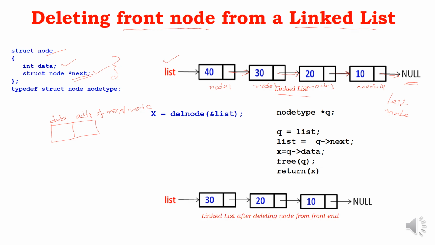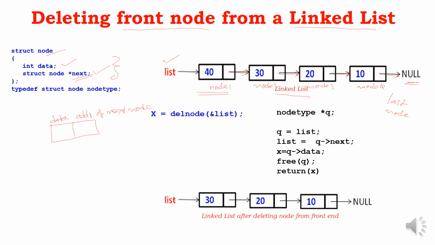We want to delete one node, that too the front node. So we want to delete node 1. After deleting node 1, the list will contain only three nodes. The second node becomes the first node of the linked list after deleting the first node. Now what is the procedure to delete the front node of the linked list?